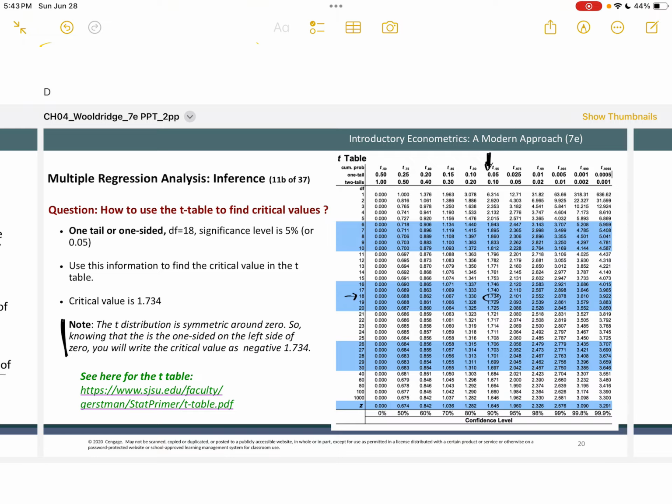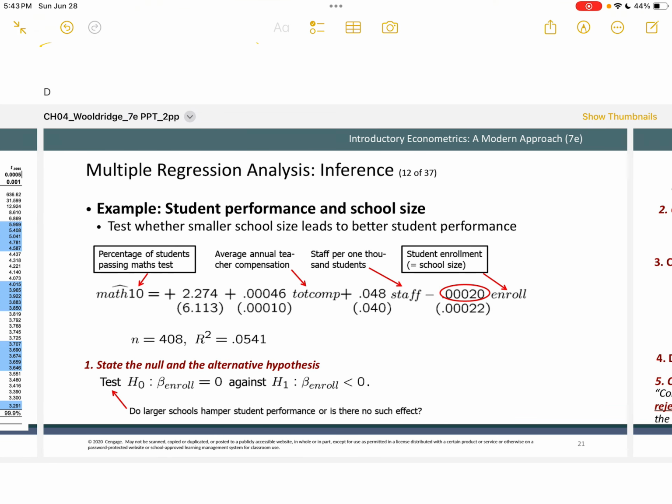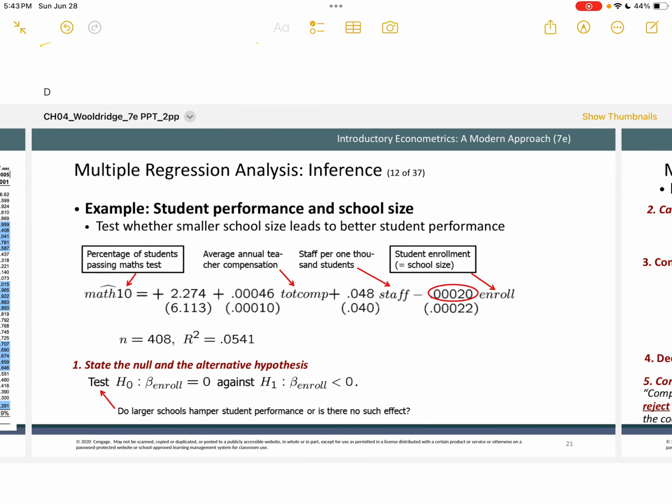Now I put this in here. The t distribution is symmetric around 0, so you're seeing the positive numbers in here. Knowing that the one-sided test is on the left side, the 1.734 that you take from the table, you have to put a negative sign to it.